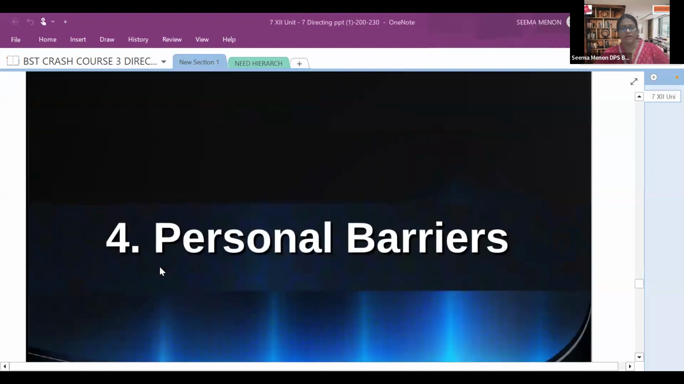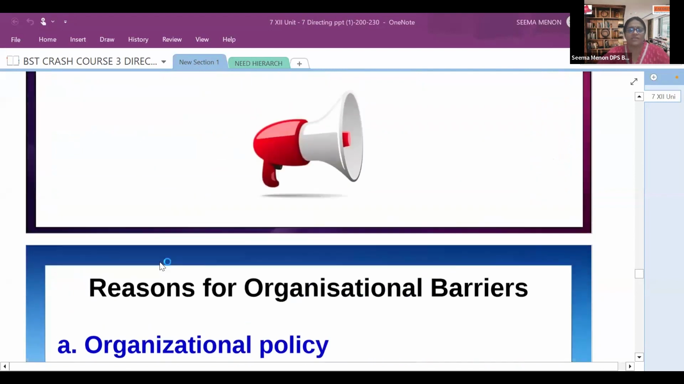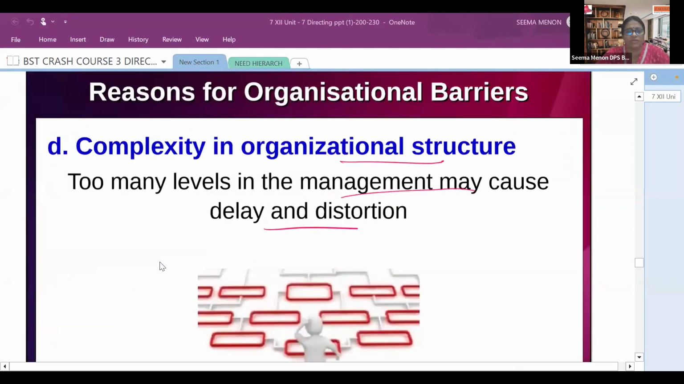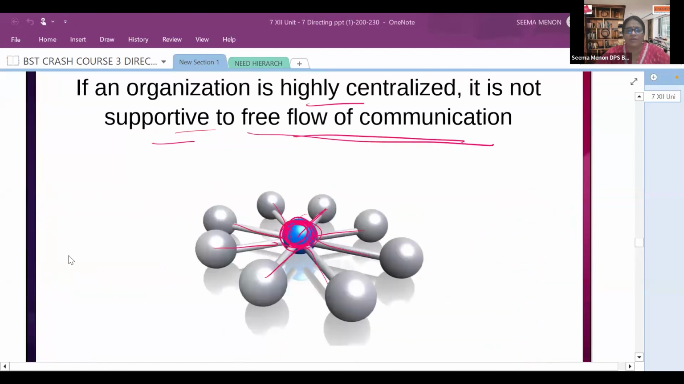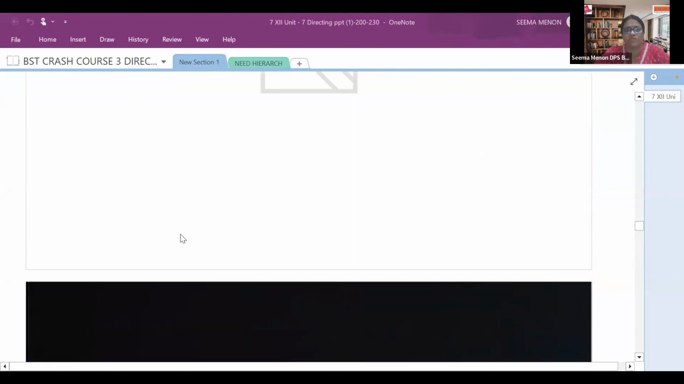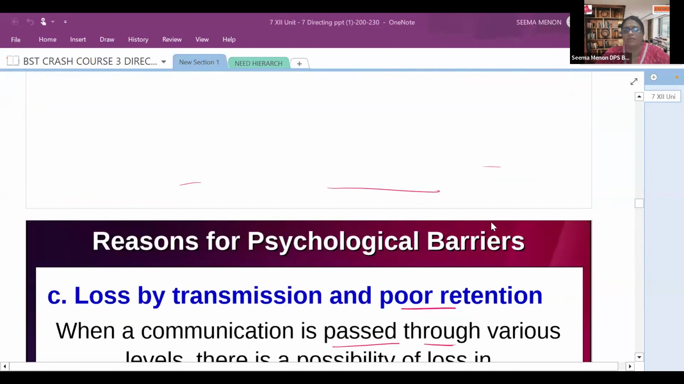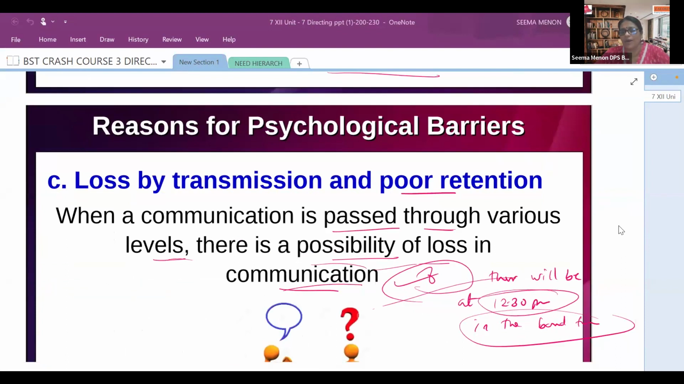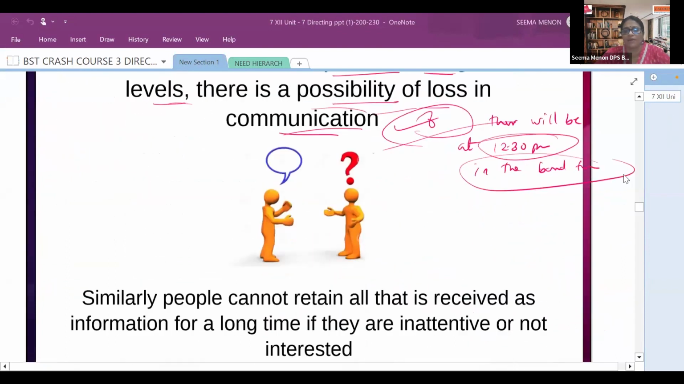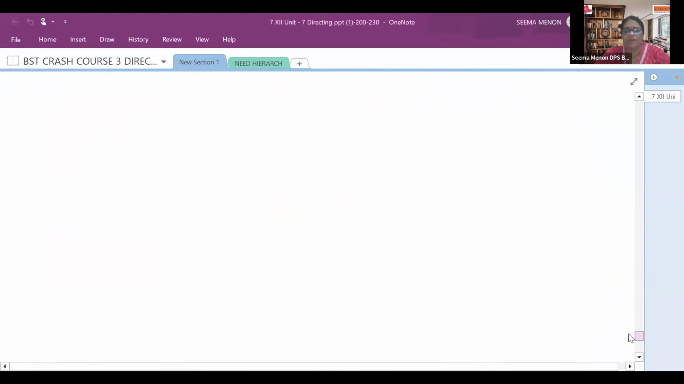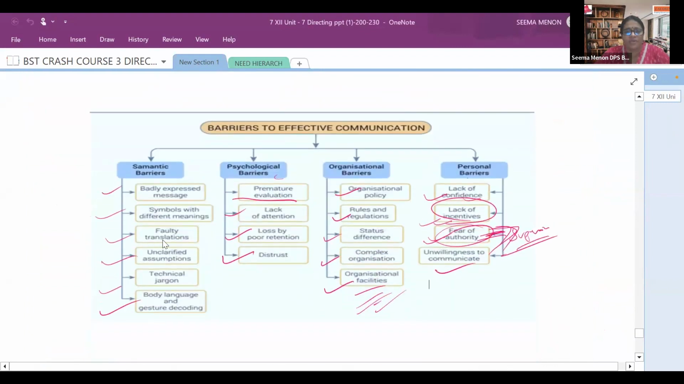Now, children, let's continue with the personal barriers. Let's recapitulate all the four barriers. The first one is the semantic barrier, then the psychological barrier, then the organizational barrier, and lastly the personal barrier. See that all the subheadings also, I hope you are clear.